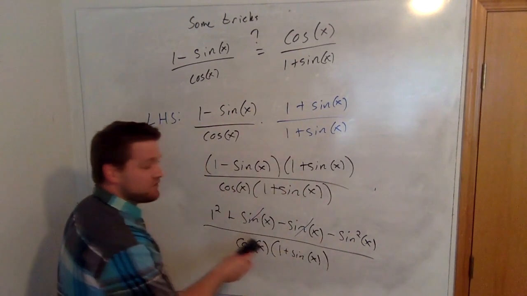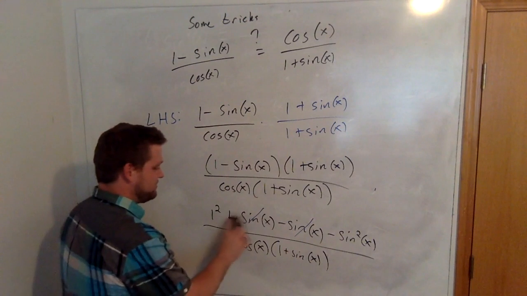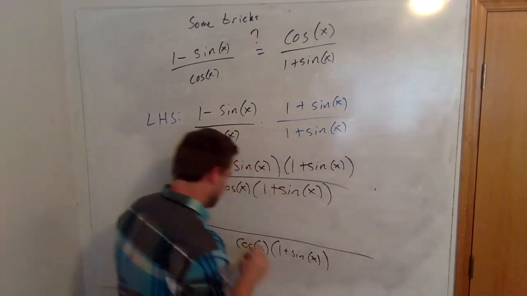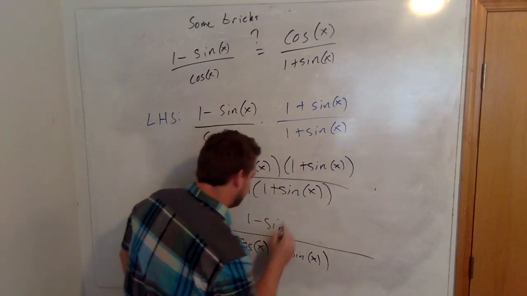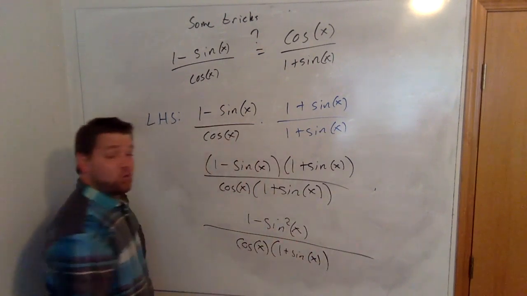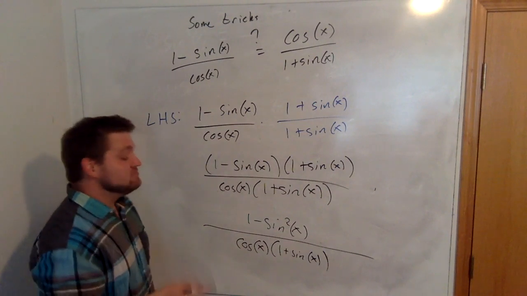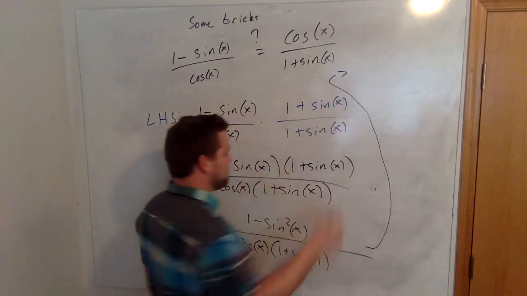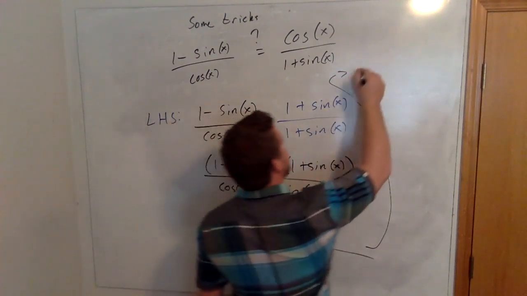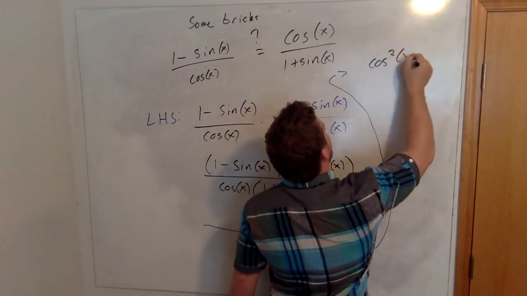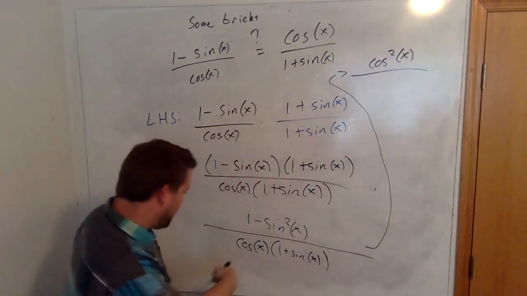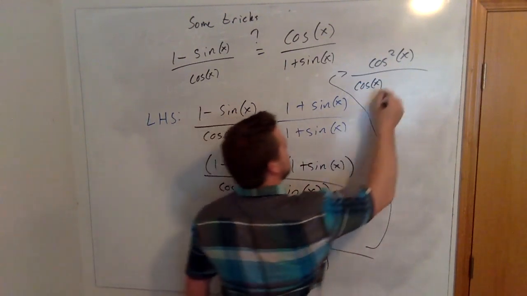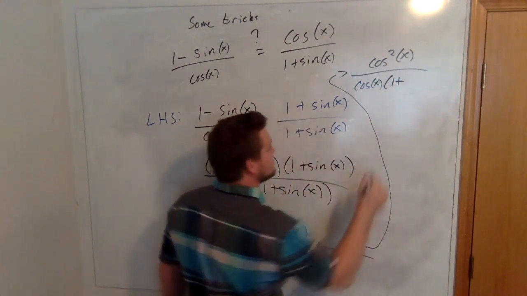I'm kind of running out of room here, so I'm going to go ahead and erase these middle pieces. This just turns into a 1 minus sine squared of x, which is great because 1 minus sine squared smells like cosine squared. It's the same thing. So, moving this up over here, 1 minus sine squared is the same thing as cosine squared of x. We get a cosine squared of x all over a cosine of x times a 1 plus sine of x.